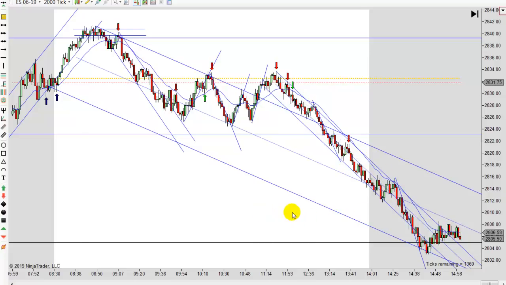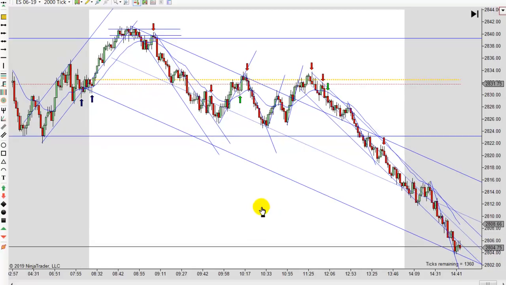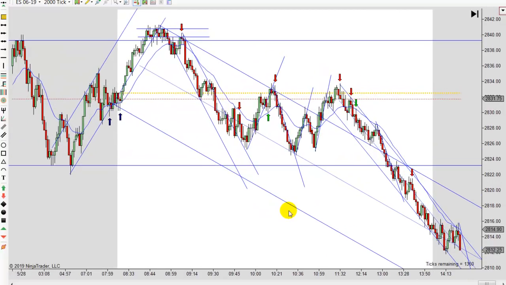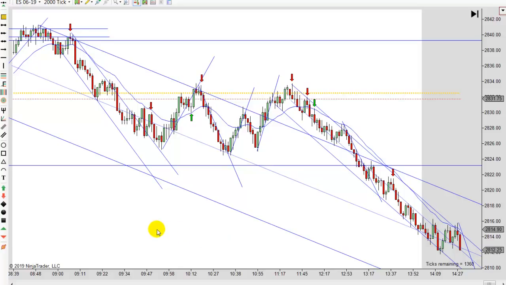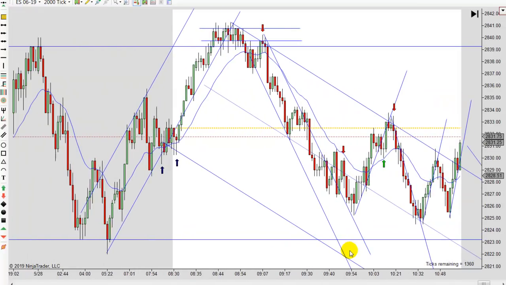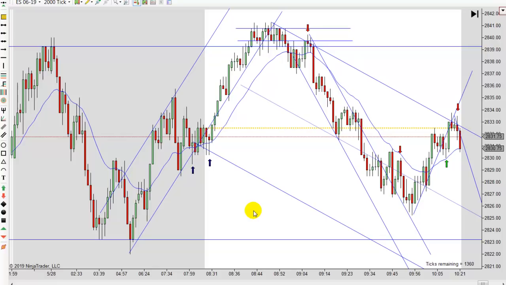So, not a lot of trades today. Most of them are fairly straightforward, though. Let me back out a little bit. We'll talk about the trades, and we will wrap it up.